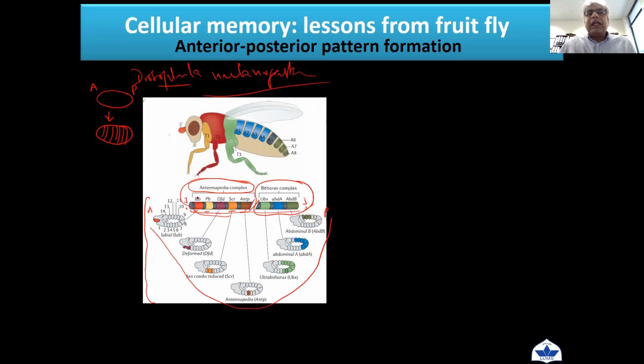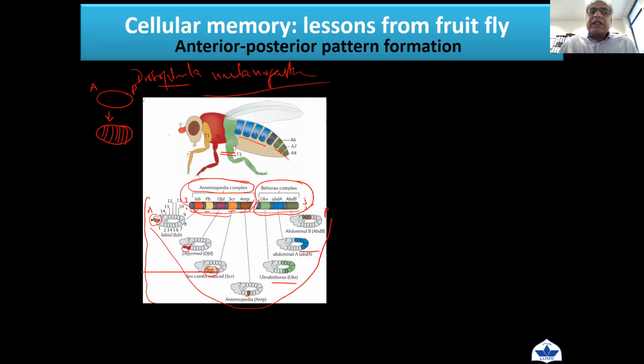So for example, labial is expressed in the head region, then deformed, then you see sex combs reduced. Sex combs reduced is a gene involved in the formation of the male-specific comb-like structure. Then you have antennapedia. The bithorax complex starts here. You see UBX is expressed here. It's color coded. ABDA is in this region, and finally ABDB.